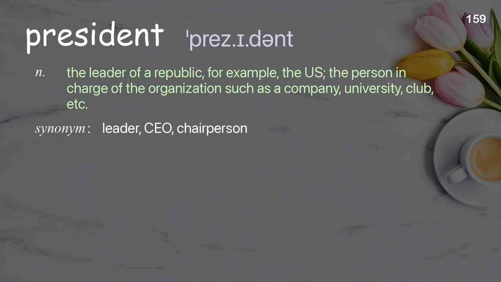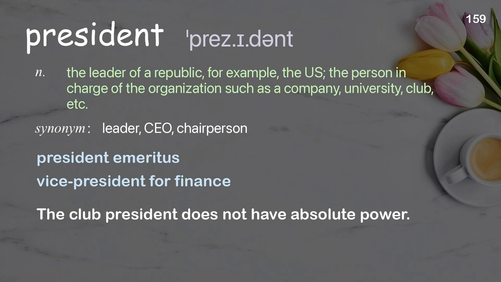President. The leader of a republic, for example, the U.S., the person in charge of the organization, such as a company, university, club, etc. Examples. President Emeritus. Vice President for Finance. The club president does not have absolute power.